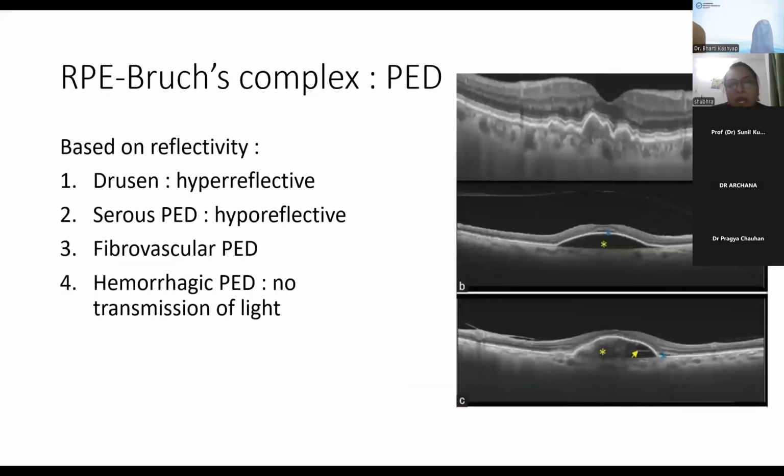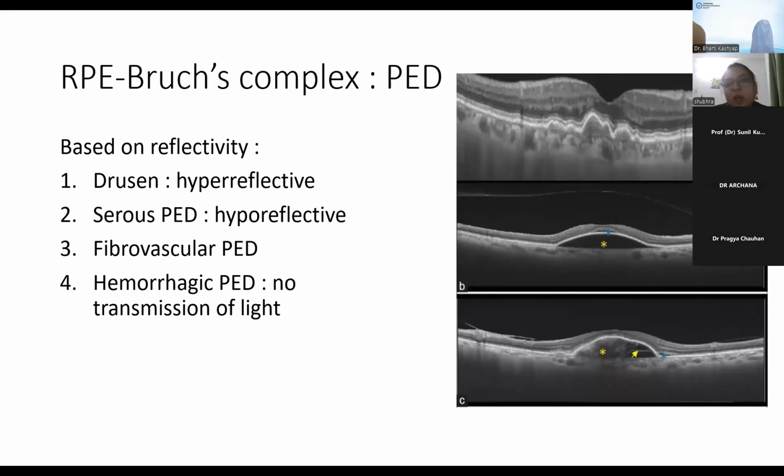Next, coming to the RPE-Brooks complex. Now, this is very important, as here the most important thing that we have to note is a pigment epithelial detachment. So there are 4 types of pigment epithelial detachments based on reflectivity. How do we differentiate all 4? Now, if there is a drusen, you will see a hyperreflective kind of structure, and there'll be epithelial detachment. Whenever there is a pigment epithelial detachment, the RPE and Brooks will be seen separately.